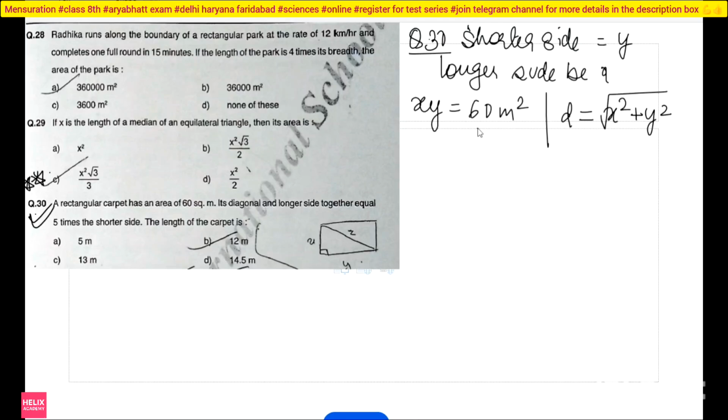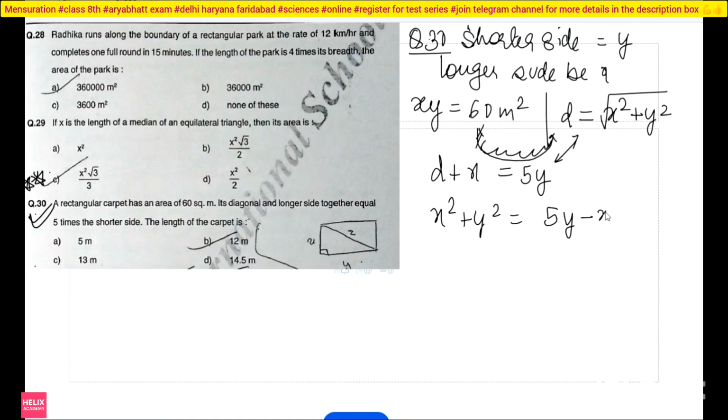Now from these two relationships, one more thing is given: d plus x is 5 times y. So I can use these two relationships and create x square plus y square is equal to (5y minus x) whole square. When I open it, x square plus y square is equal to 25y square minus 10xy plus x square. This x square can cancel.